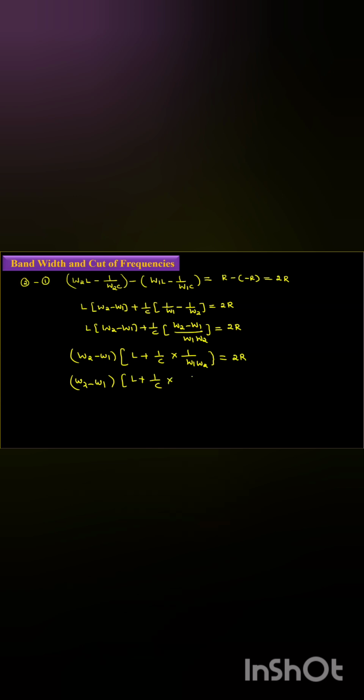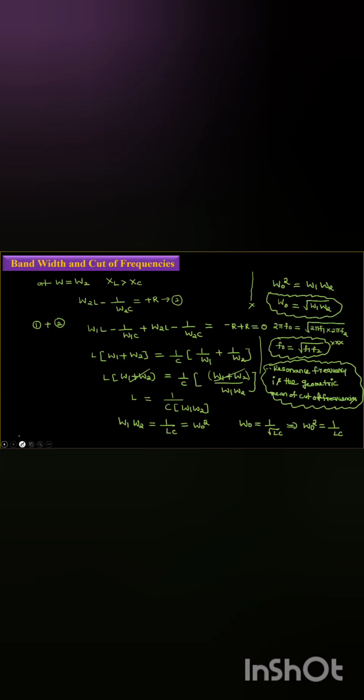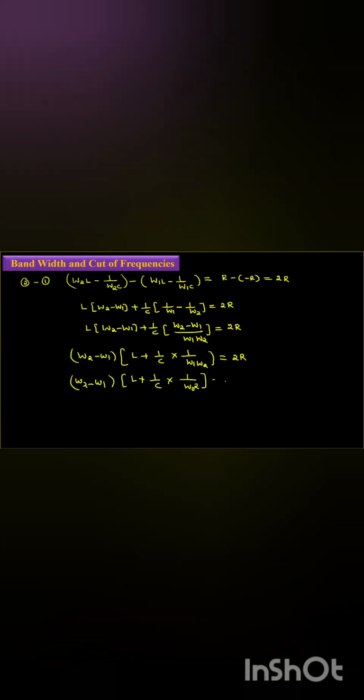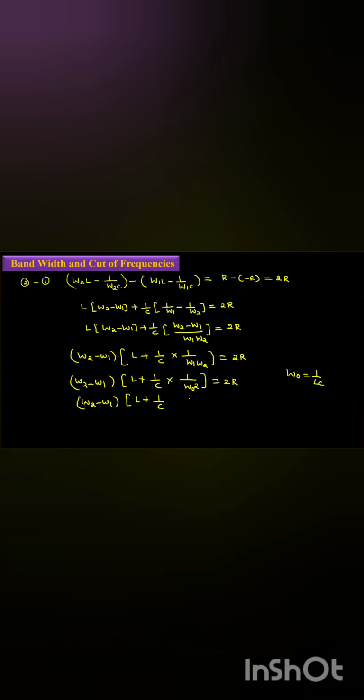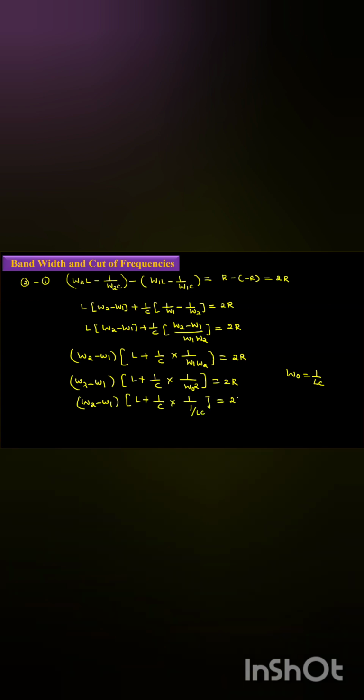What is omega 1 into omega 2? This is omega naught square. This you already know: omega naught square equals omega 1 into omega 2. What is omega naught square, friends? 1 by LC. Step by step I am explaining, but the final observation is important, not the derivation. I am doing this just for the concept. So (omega 2 minus omega 1) into (L plus 1 by C into 1 by LC) is equal to 2R, friends.